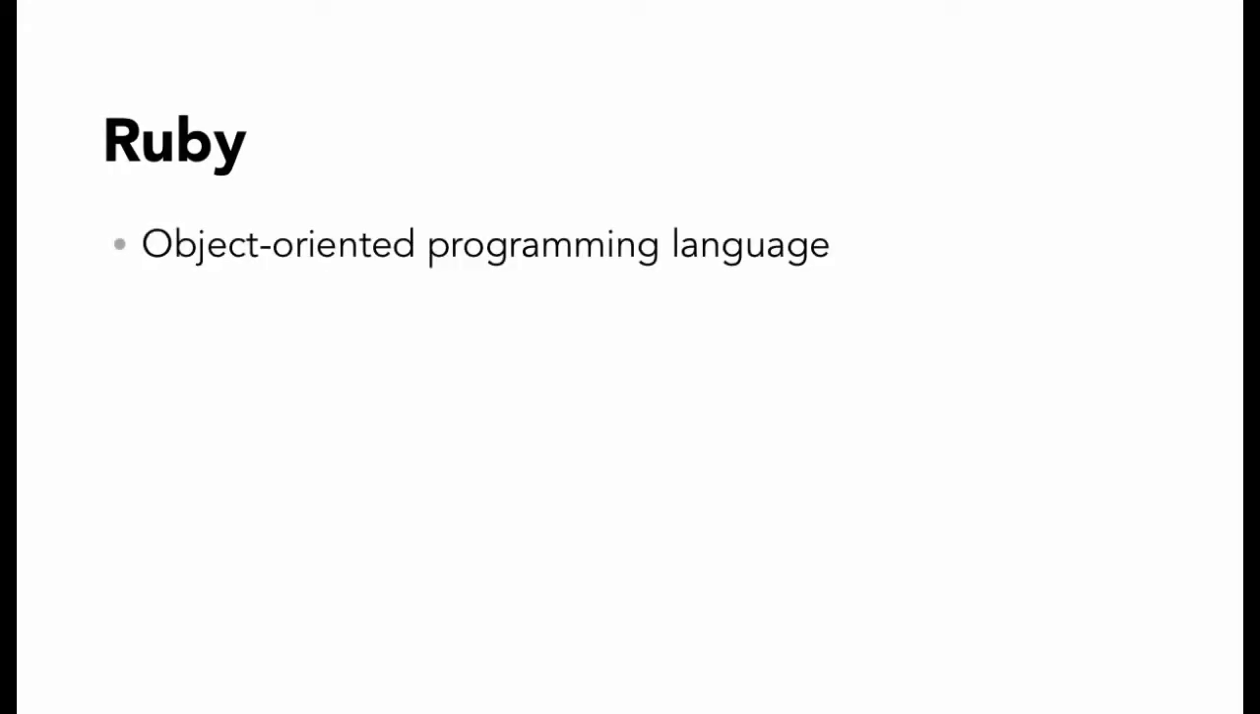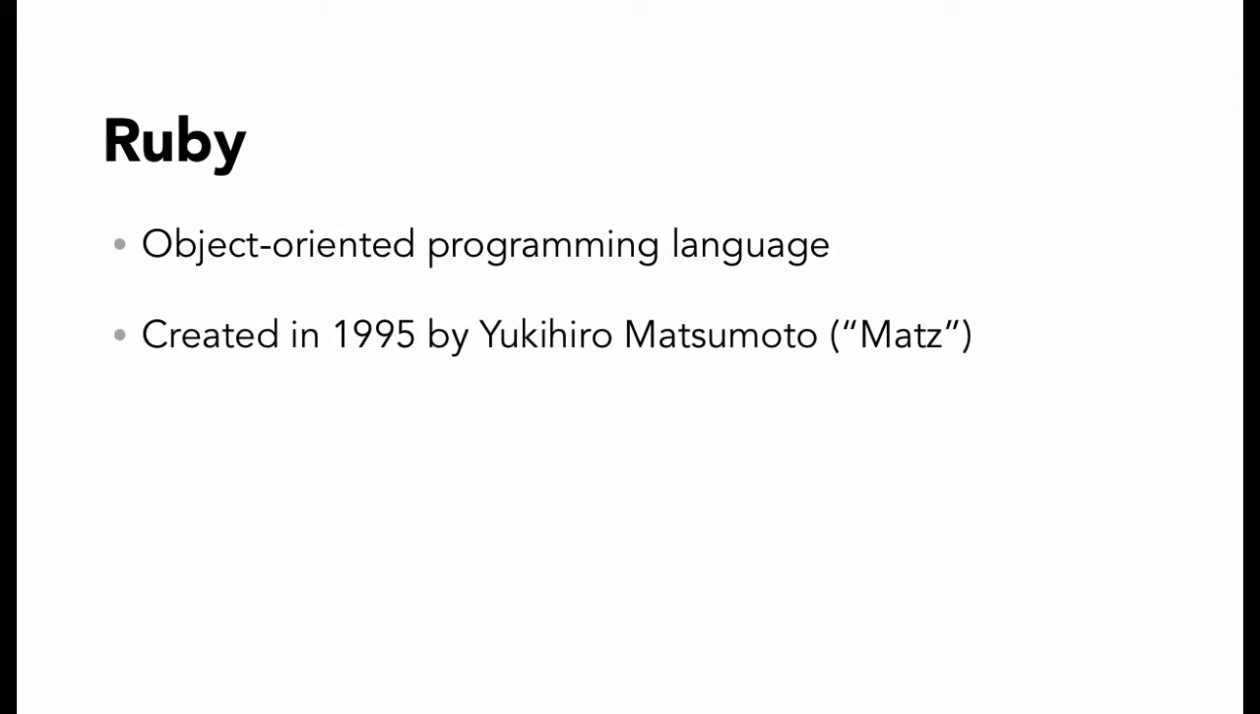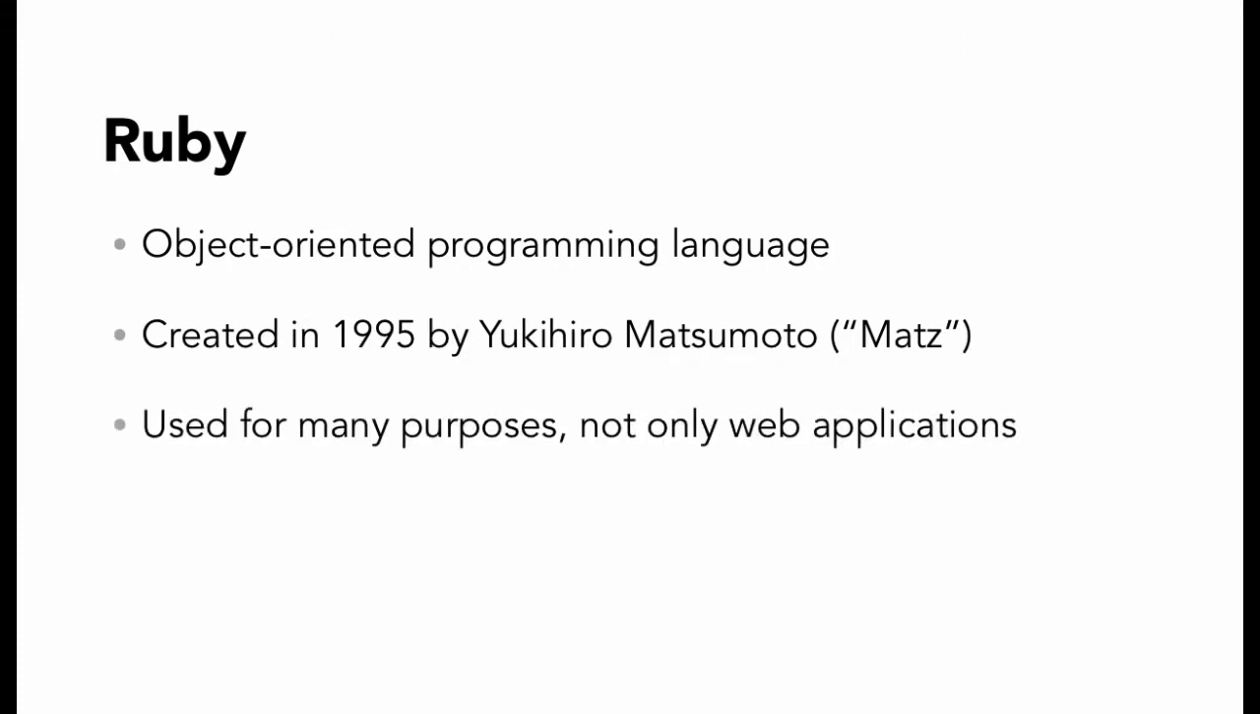It was created in 1995 by Yukihiro Matsumoto, who often goes by the nickname Mats. Ruby can be used for many purposes, not just for web applications. It's just a general programming language. In fact, on lynda.com, we offer Ruby Essential Training, which is training for the Ruby programming language.